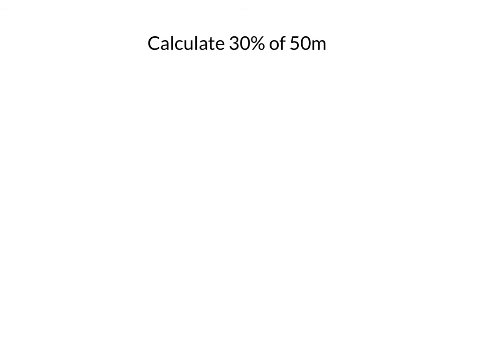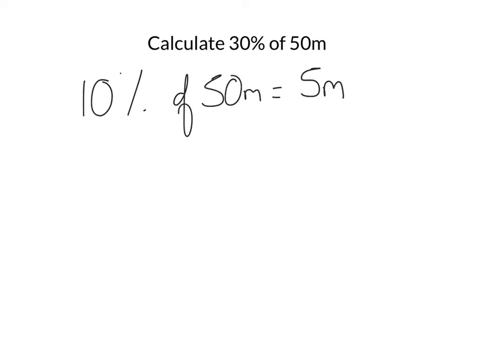And on to our final example, calculate 30% of 50 meters this time. Now there is no easy way of getting straight to 30%, but if we see a multiple of 10, so for example 10, 20, 30, 40, 50 and so on, we can find the value for 10% and then multiply up. So we know from the previous question that 10% of 50 meters is 5 meters. We've taken 50 meters and divided by 10 to get 5.